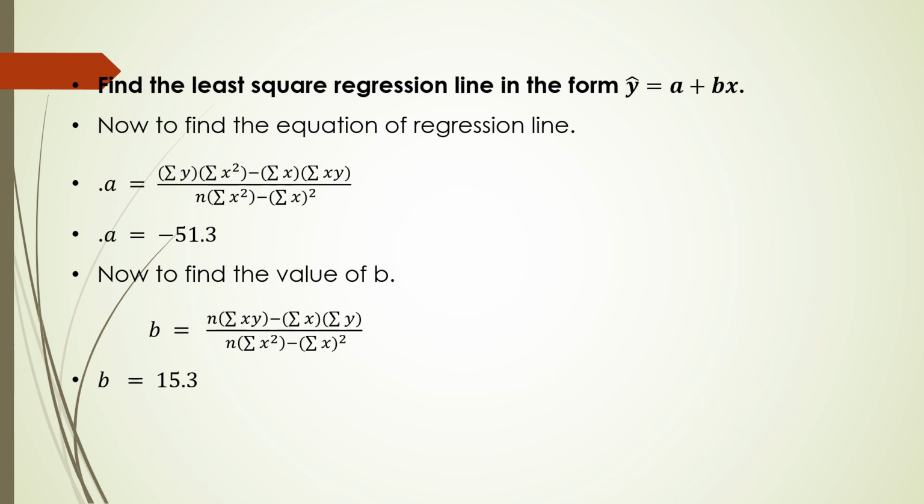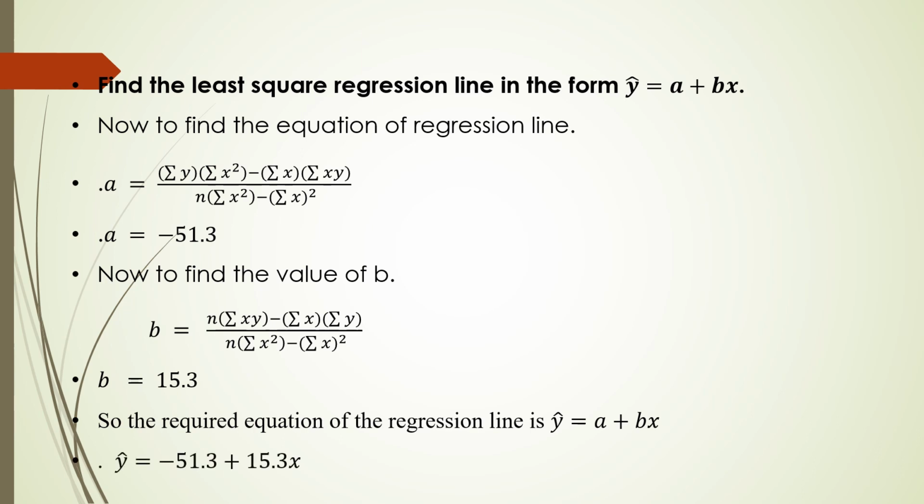So now we have to put the value of a and the value of b in the given regression line to get the required least square regression line. So after putting the values of a and b, we have y cap is equal to minus 51.3 plus 15.3x. Okay, now, dear student, this is very important, and here we get y cap, which is minus 51.3 plus 15.3x.